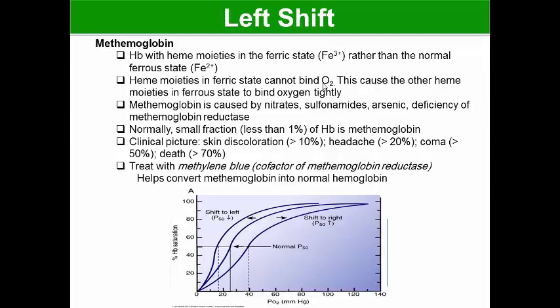The clinical picture of the methemoglobinemia is skin discoloration when the percentage of methemoglobin is greater than 10%, headache when the percentage is more than 20%, coma when it is higher than 50%, and if the percentage of methemoglobin is greater than 70% of all hemoglobin, the subject would die.